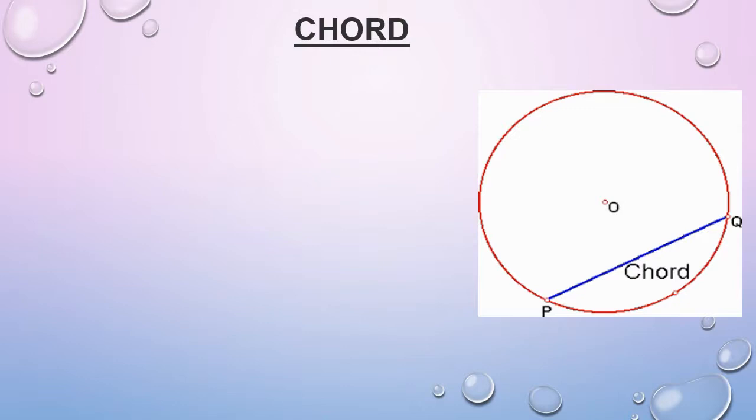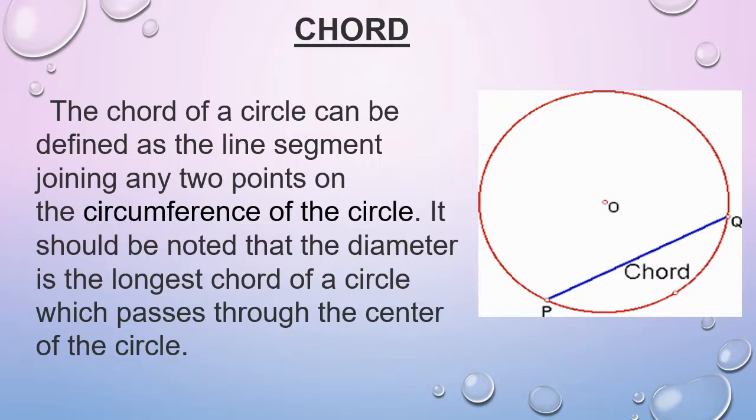Next is chord. The chord of a circle can be defined as the line segment joining any 2 points on the circumference of the circle. It should be noted that the diameter is the longest chord of a circle which passes through the center of the circle. The figure below depicts a circle and its chord. Here you can see PQ is a chord.